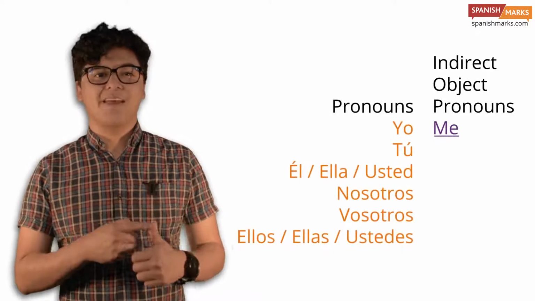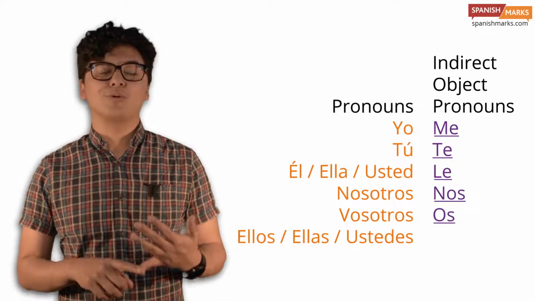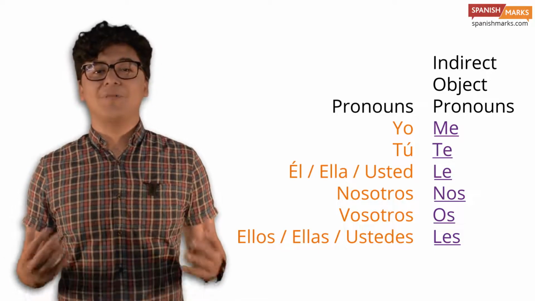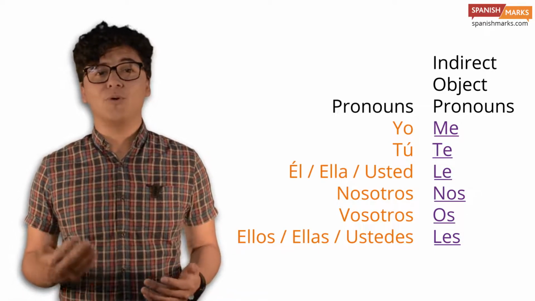The verb gustar takes the indirect object pronouns in front of its conjugated form. So, me, te, le, nos, os, les. Remember, an indirect object is the person to or for whom an action is done. Now let's look a bit more at the structure of sentences with gustar.